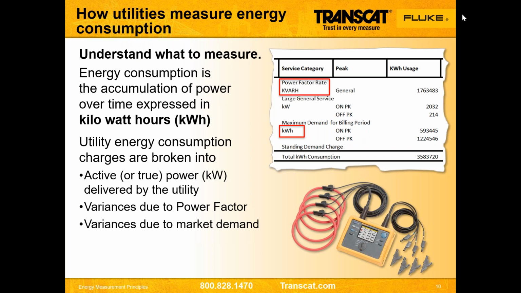And the latter two, power factor and demand, are penalties placed on you as an end user if you fall outside the tolerance levels that the utility has set for you as an end user. So we want to look at all those.